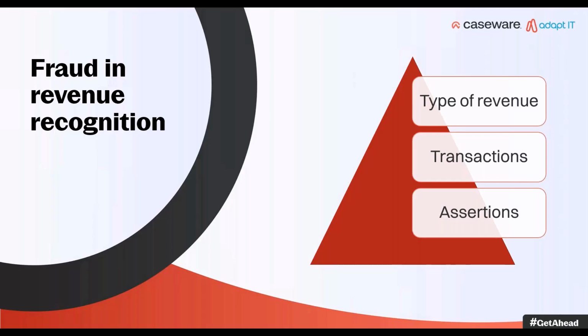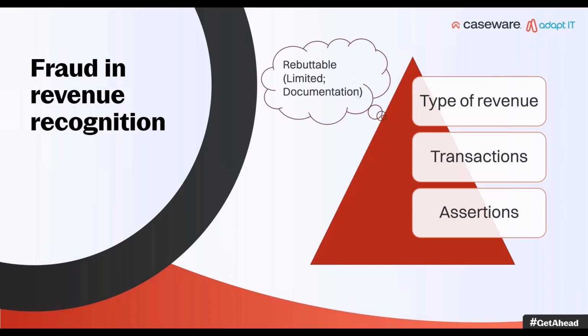The standard says you could identify it for a specific type of revenue stream, type of transaction, or specific assertion or assertions. All right. The good news is that this risk is rebuttable. How do I rebut this?